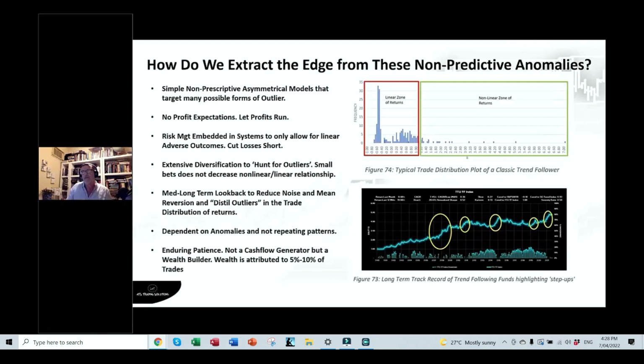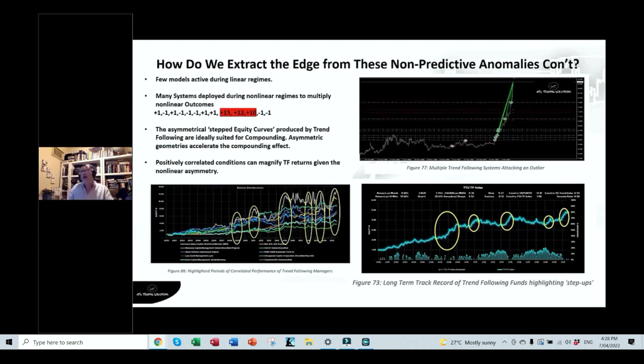I'm going to race through this. Okay, so this is an example of these anomalies. I've explained to you how, if our systems are trading during normal market data, we might get a +1 event, a -1 event, a +1 event. These are linear outcomes, either favourable or unfavourable. But when we latch onto these outliers, because we've got multiple systems that all catch these outliers, we don't just get one significant beneficial non-linear event, we get multiple events.